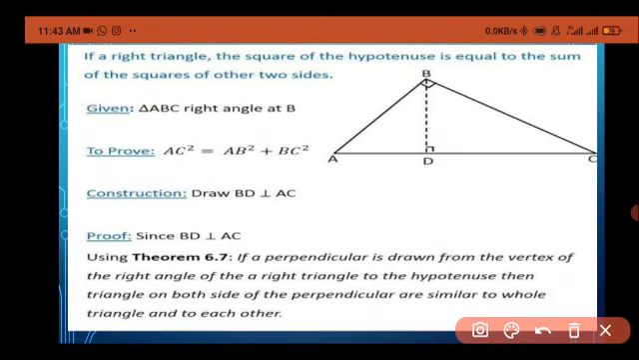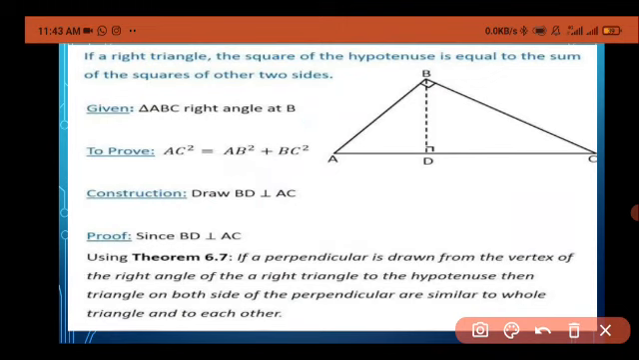So here what we will write in the given: one right angle triangle obviously, with the right angle at B. What we have to prove is that the square of the hypotenuse is equal to the sum of the squares of the other two sides, that means AC square is equal to AB square plus BC square. Construction: we have to draw a perpendicular BD on AC. Now we are going to prove it.